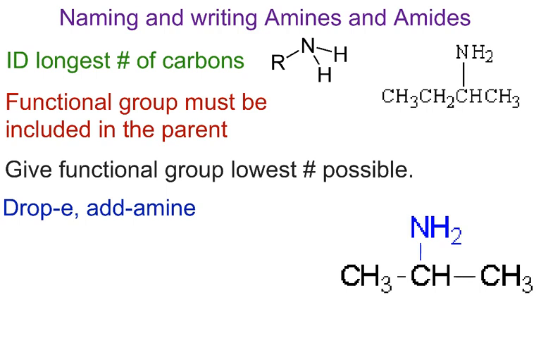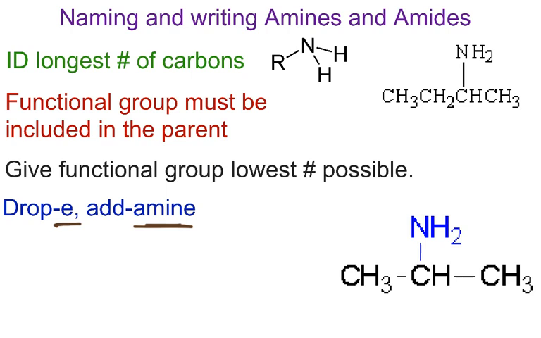That will be our parent chain. The functional group must be included in the parent. I will go over that. And the functional group, which is amines or amides in this case, must have the lowest number possible. When we're doing amines, we will drop the E, and we'll add amine to the ending of the name, and that will be our name for the amines.